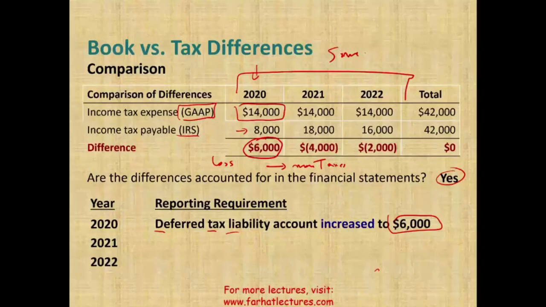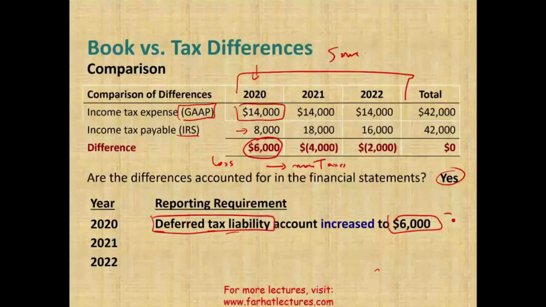So for me to show that difference to the investors, to tell the investors and the users, look, I paid less taxes to the IRS this year, but I'm going to have to pay an additional $6,000 in IRS payments in future years. And to show them this, I have to book a deferred tax liability. Therefore, a deferred tax liability is born, because I'm responsible for more taxes.